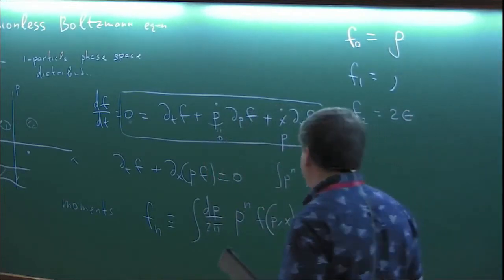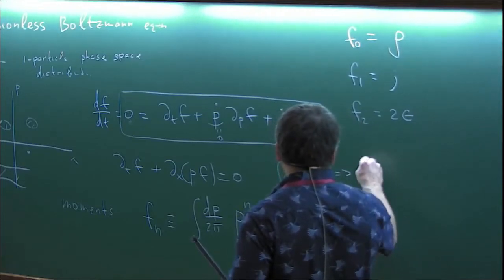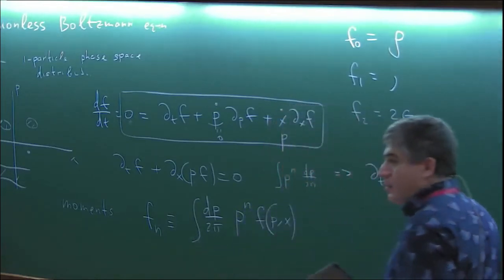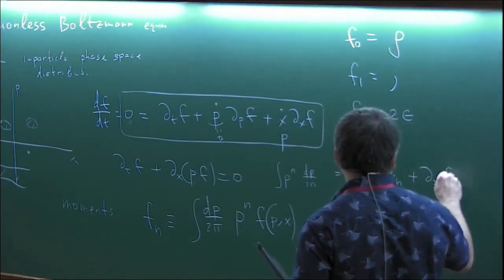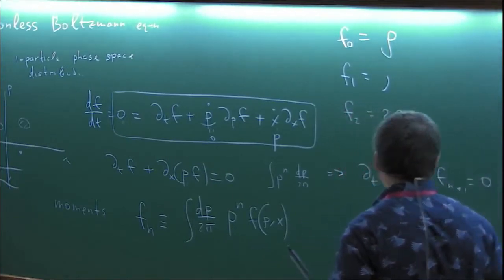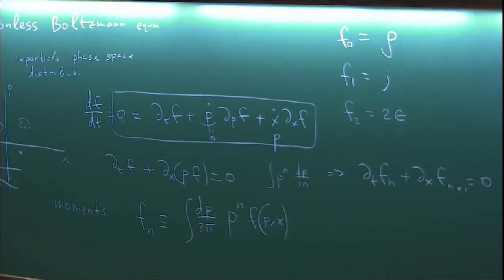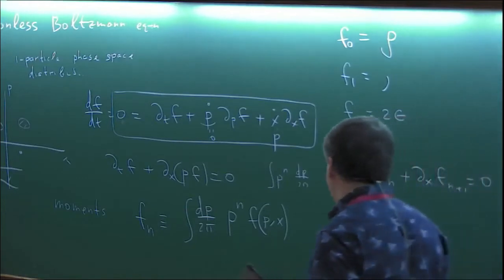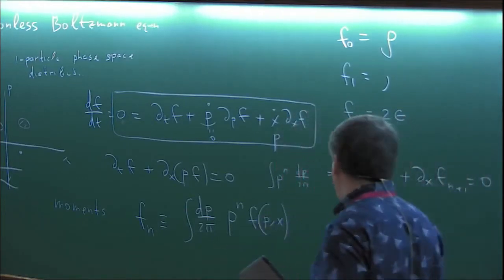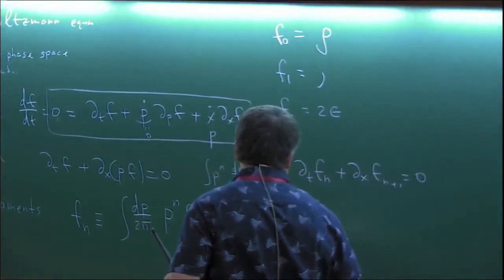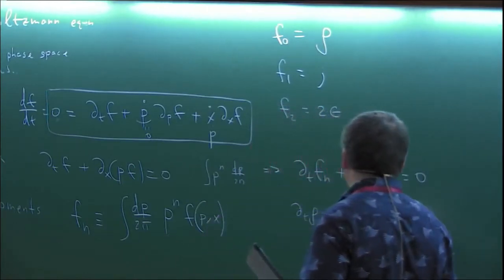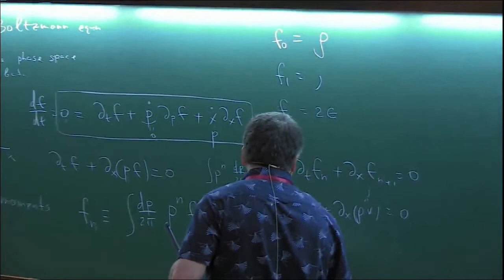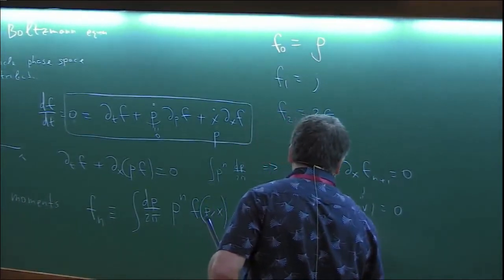Okay? So what I obtain is the following nice equation. I obtain dt of Fn, the change in time of the nth moment, plus dx of the n plus 1 moment equals 0. Again, so far, no approximations, this is exact. So if I take n equals 0, 1, 2, 3, I obtain dt rho plus dx rho v. I just call my j rho v. This is just notation. Then I will have dt rho v plus dx of 2 epsilon.